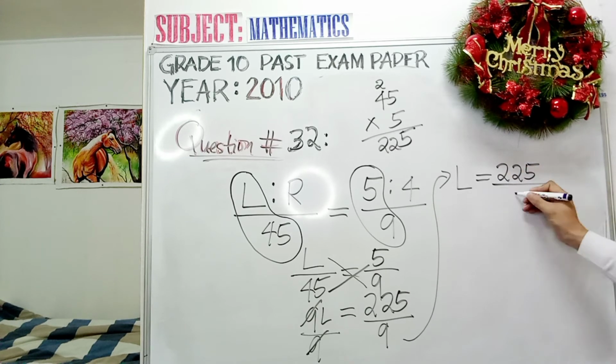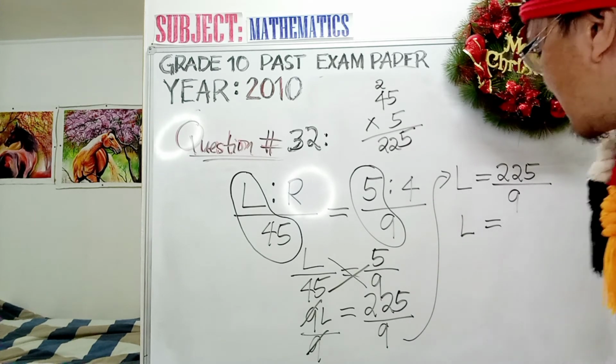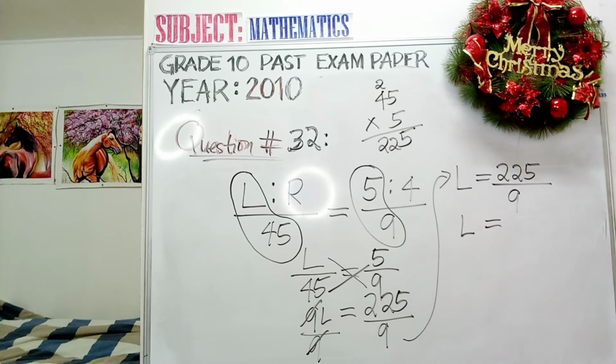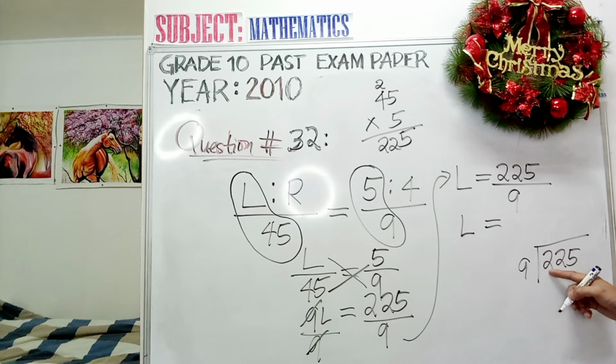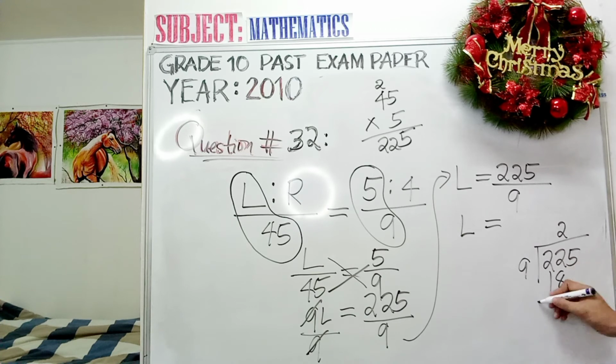225 divided by 9. So how many messages does Lynette receive? The total number of messages out of 45. So we are going to divide this one. 225 divided by 9. 22 divided by 9 is 2. 2 times 9 is 18. Subtraction operation.